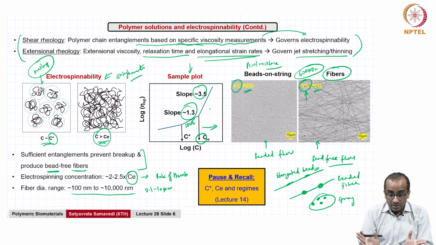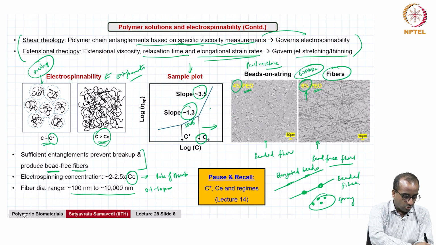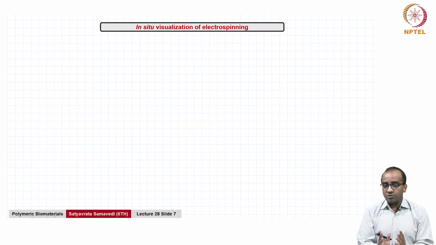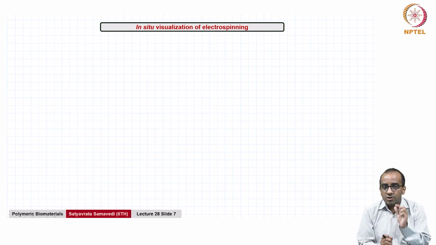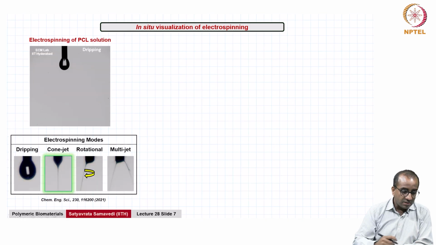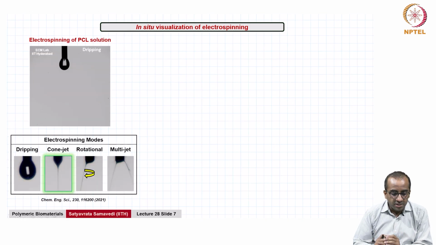So having looked at electrospinnability from a polymer solution perspective, now we will move on to visualization of electrospinning, looking at some real-time videos to understand how electrospinning happens, look at different segments of the electrospinning cone, jet, etc., and see what we can learn from this. We'll first start by looking at electrospinning of a PCL solution, where we are going to look at modes in electrospinning, and as the video plays, I will explain what's going on here.